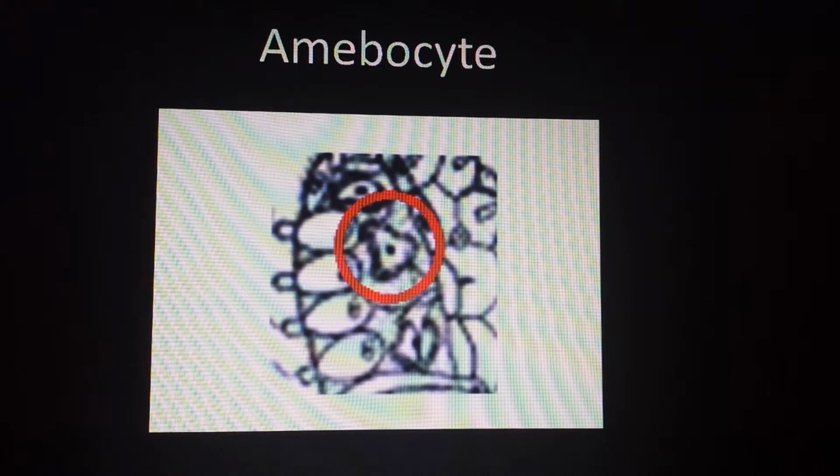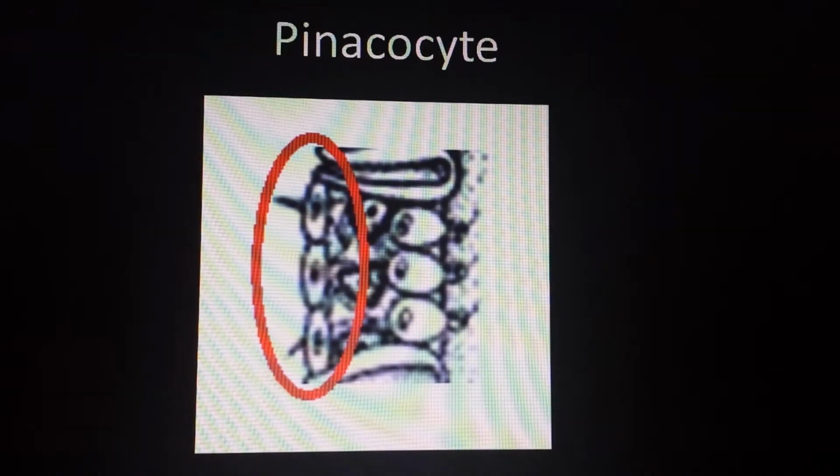Amoebocyte. Amoebocyte is a support structure. It is found within the mesohyl. It's specialized in transporting and digesting food and nutrients. It also has the ability to move freely.